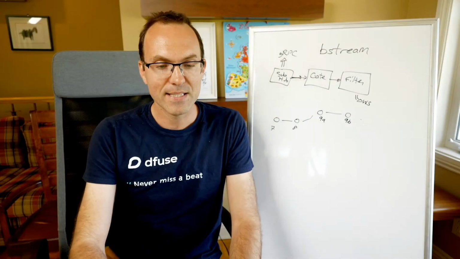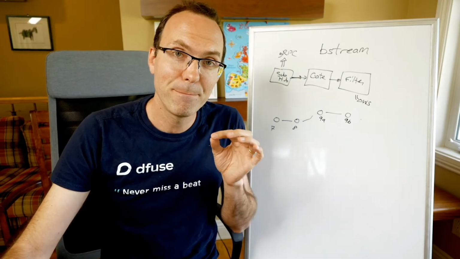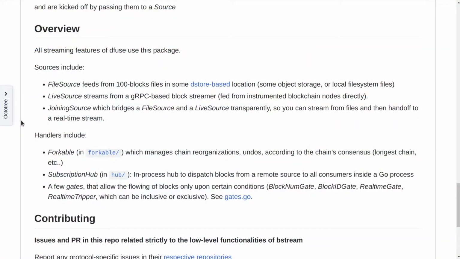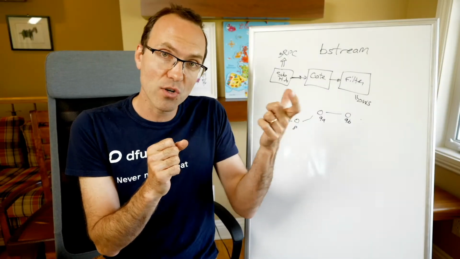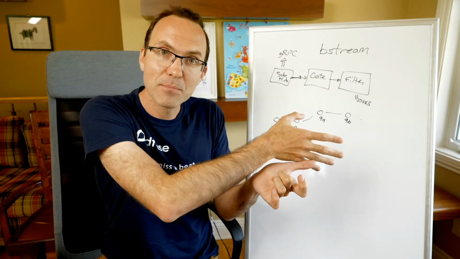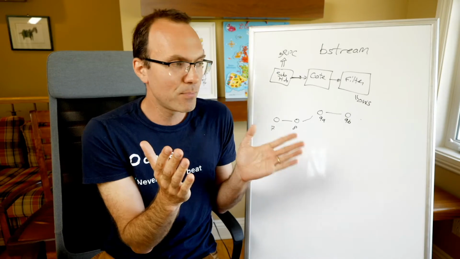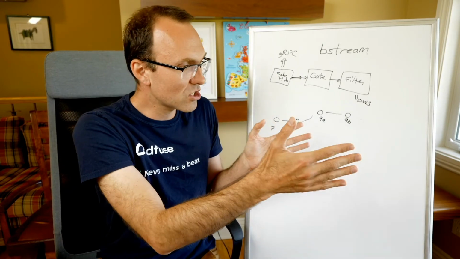Okay? So I want to introduce a few components that are building blocks for the whole platform. The first one is the file source. For the file source, you provide a storage location based on dstore, which we've seen in the previous video, and it's going to start feeding blocks, unpacking them, and then feeding them down the pipe. Okay? Simple: give it a starting block, and it's going to start just flowing.